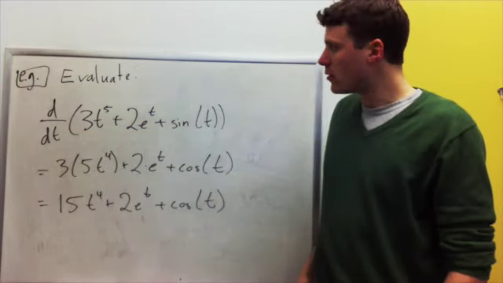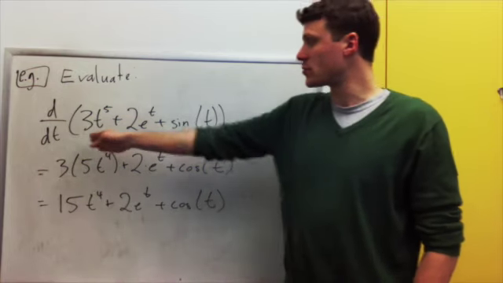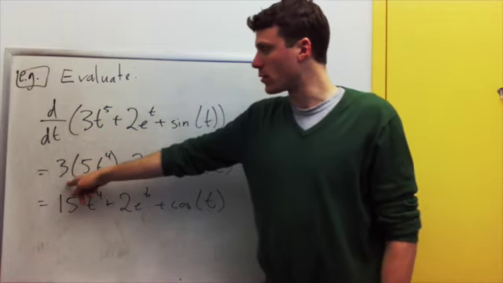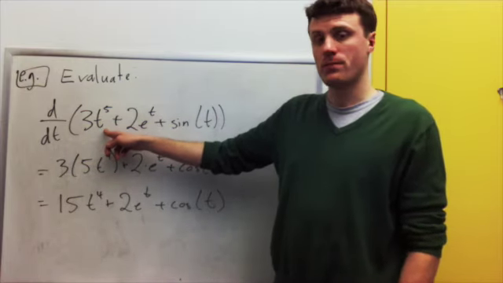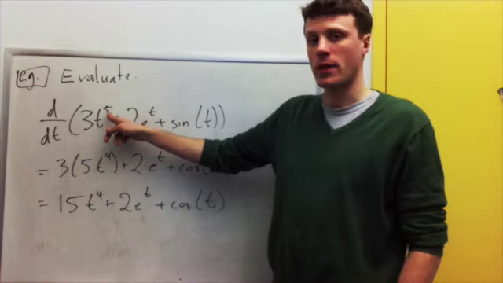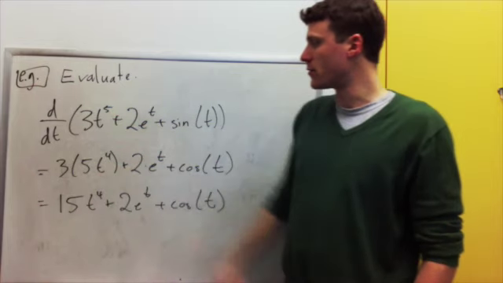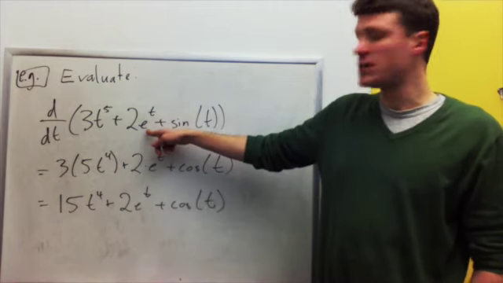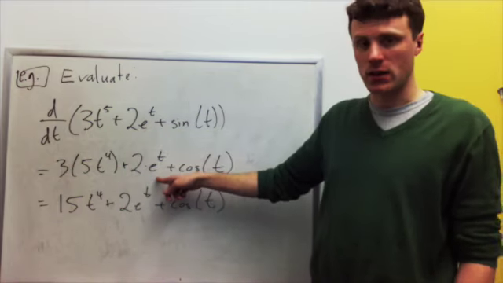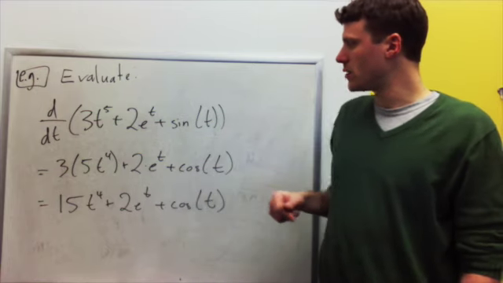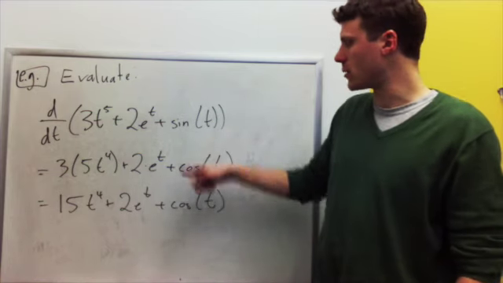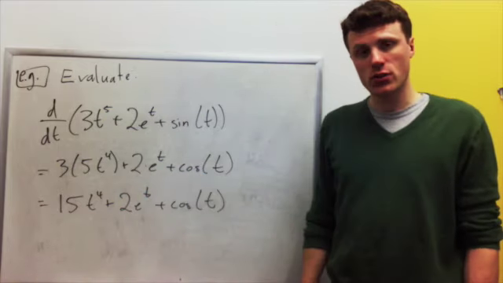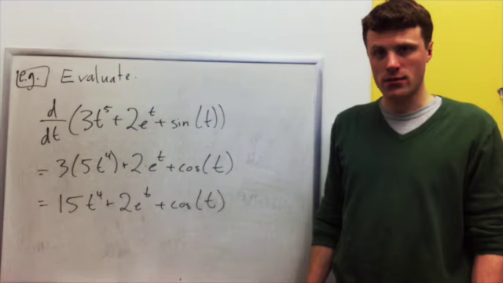Okay, now it's a sum of a couple of different things, so I'll take the derivative term by term. This first guy is 3t to the 5th, so I'll leave the 3 there and take the derivative of t to the 5th. The power rule says bring down the 5 and reduce the power from 5 to 4, so I get 5t to the 4. And I get plus 2 times e to the t. The derivative of e to the t is itself, e to the t. Plus sine of t, and the derivative of sine is cosine, so we get cosine of t. Simplifying this, I get 15t to the 4th plus 2e to the t plus cosine of t.